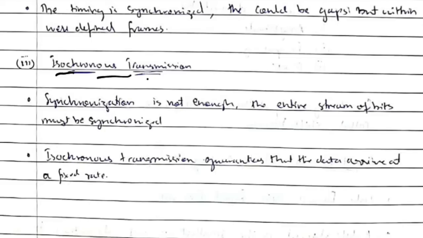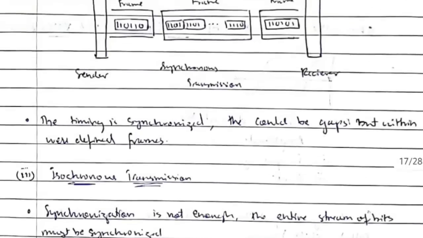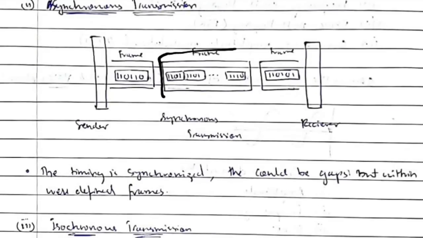And isochronous transmission is also the same as synchronous transmission, but in isochronous we have more assurance of the safe transfer of the data, because the synchronization between only the bits is not enough. The entire stream of bits should be synchronized.